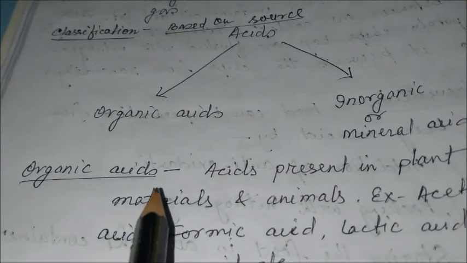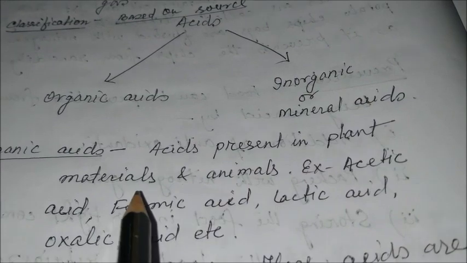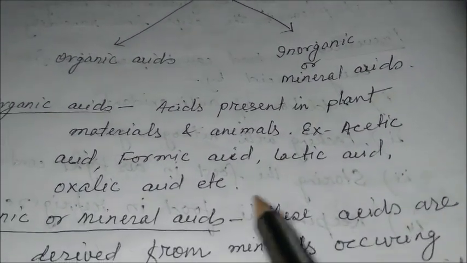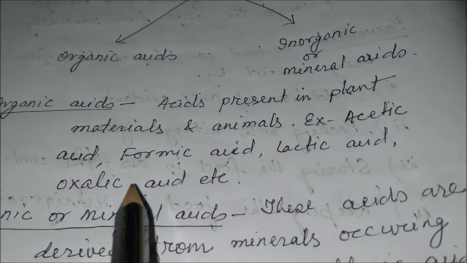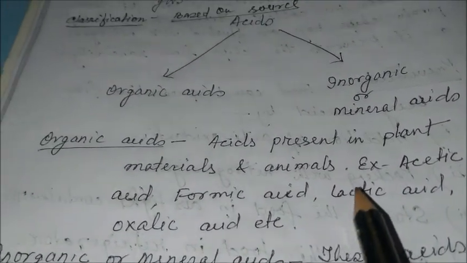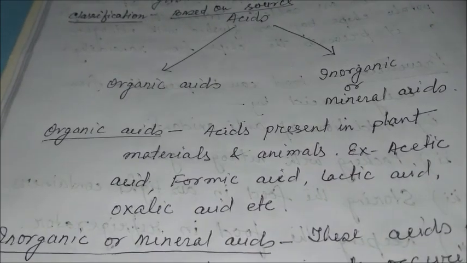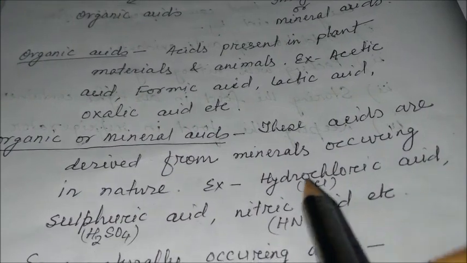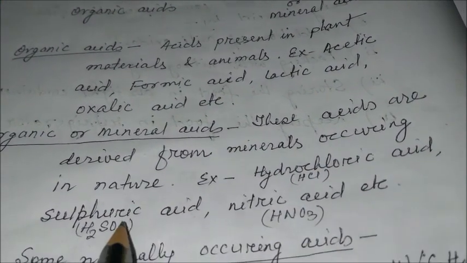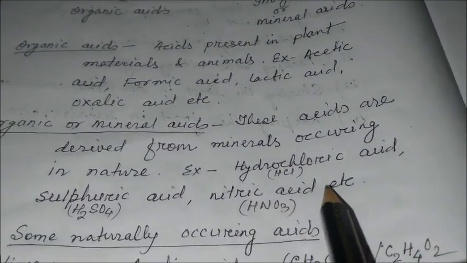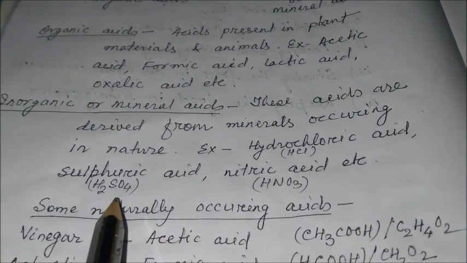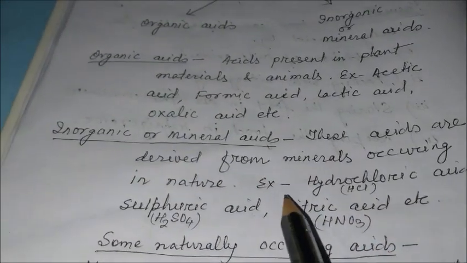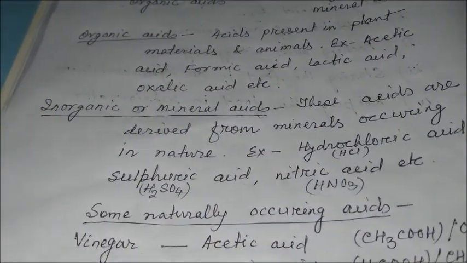First, the organic acids. Acids present in plant materials and animals. For example, acetic acid, formic acid, lactic acid, oxalic acid, etc. These are the examples of organic acids. Second one is the inorganic or mineral acids. These acids are derived from minerals occurring in nature. For example, hydrochloric acid HCl, sulfuric acid H2SO4, nitric acid HNO3, etc. These are the examples of inorganic or mineral acids.